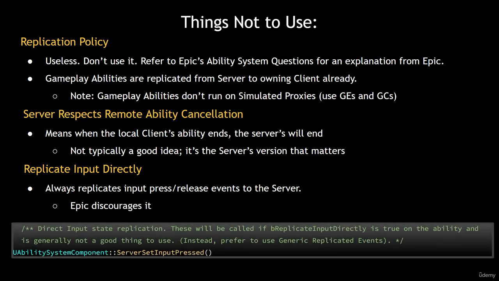Look at the ability system component class. This particular comment says that server set input pressed is direct input state replication. It says these will be called if bReplicateInputDirectly is set to true on the ability and is generally not a good thing to use. Instead, prefer to use generic replicated events. So we can send replicated events under certain circumstances when we want something to be initiated client-side and done server-side, etc. So right there, right in the comments, it's telling you, don't do it, so we won't.